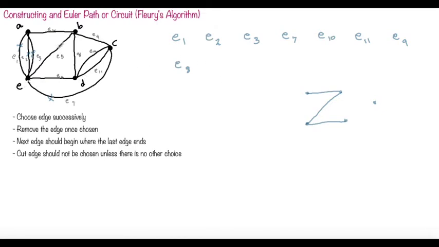Okay, so after E9 and E8 we can choose E6, E5, or E4. Okay, but we should avoid choosing E4. Why? Because we have to end up at A. Okay, we started with this one. So we are here, so we choose this E6. So this is now gone, then this is now gone, and this is now gone.